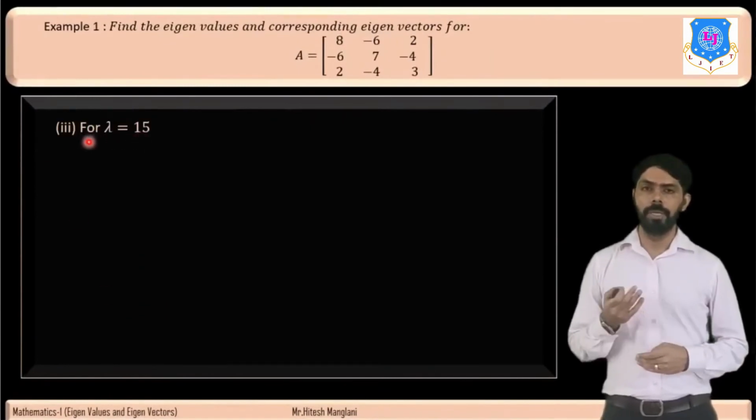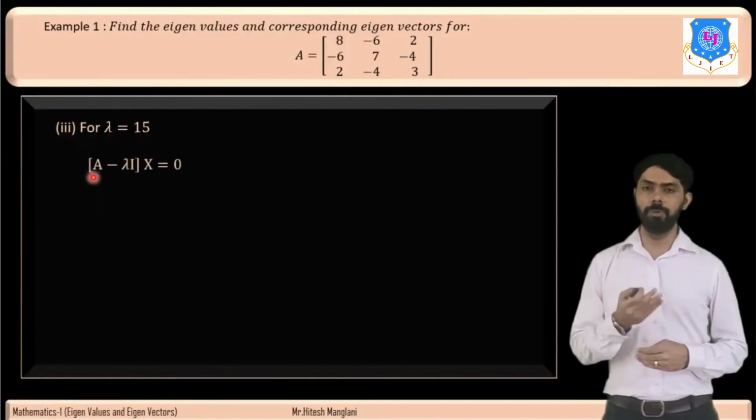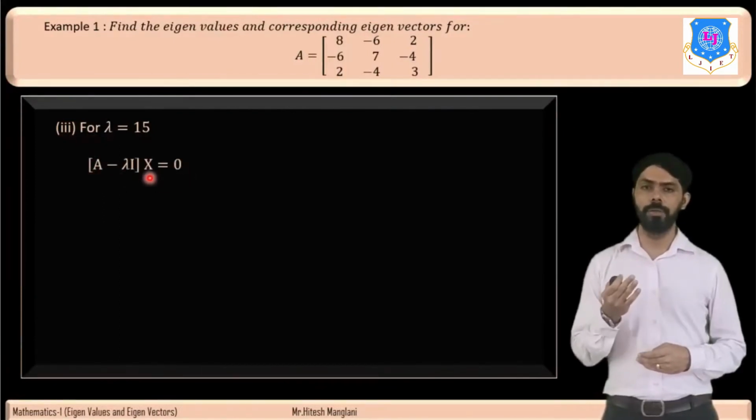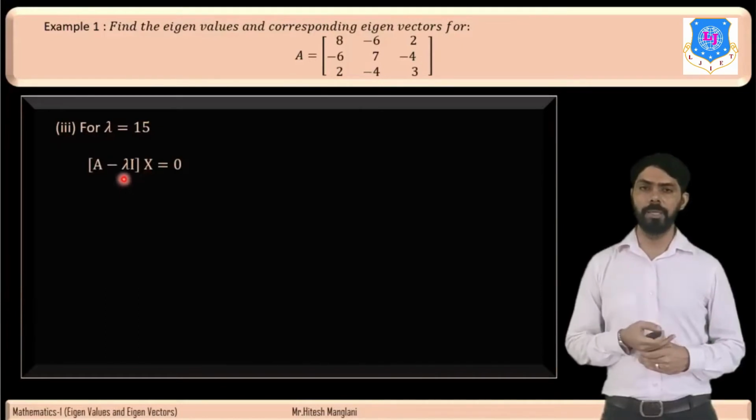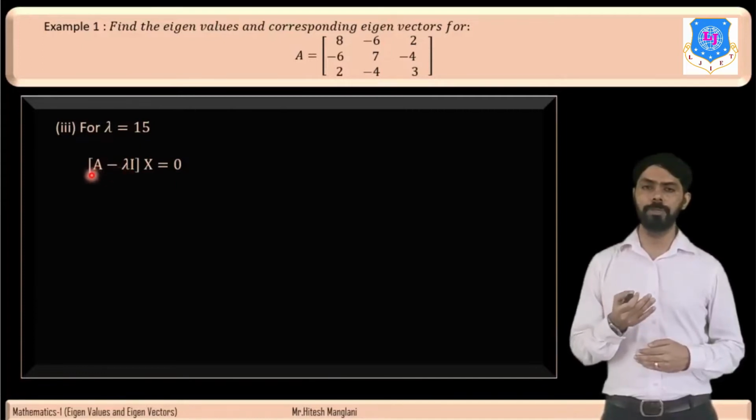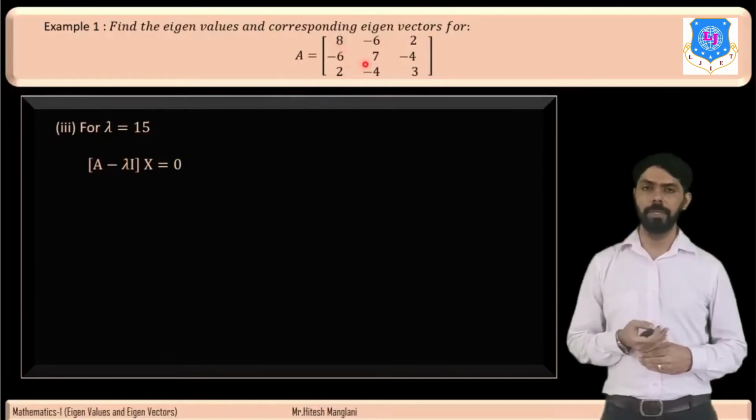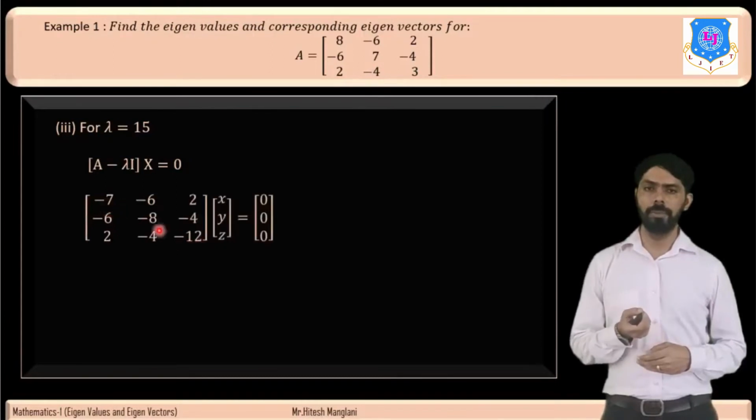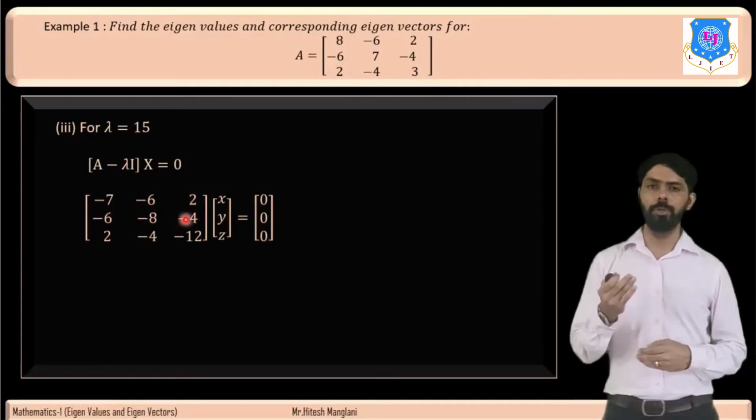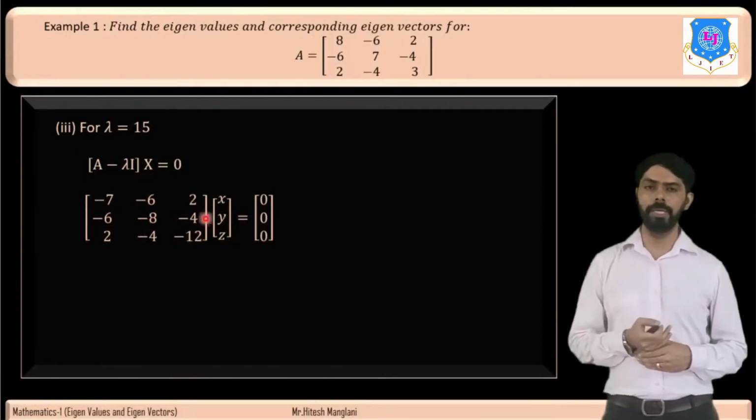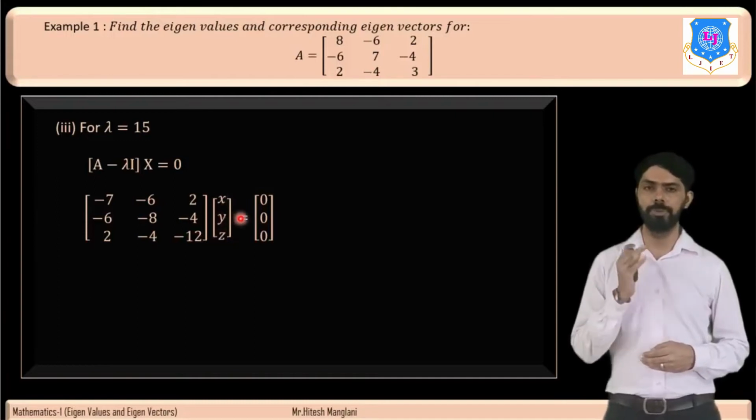So here (A minus lambda I) into capital X is equal to 0, where capital X is the eigenvector. So here we will have to find A minus lambda I. For that we will have to subtract lambda from the principal diagonal elements of the matrix. So here lambda is 15. So 8 minus 15 will be minus 7, then 7 minus 15 will be minus 8, then 3 minus 15 will be minus 12. So the matrix will be minus 7, minus 6, 2, then minus 6, minus 8, minus 4, then 2, minus 4, minus 12, and capital X is x, y, z is equal to 0, 0, 0.